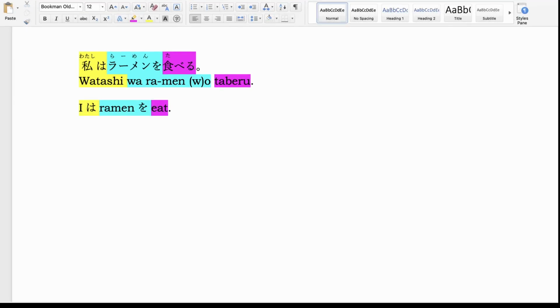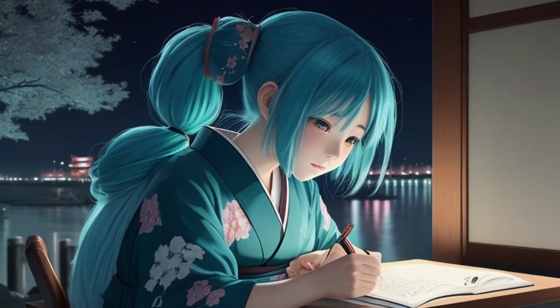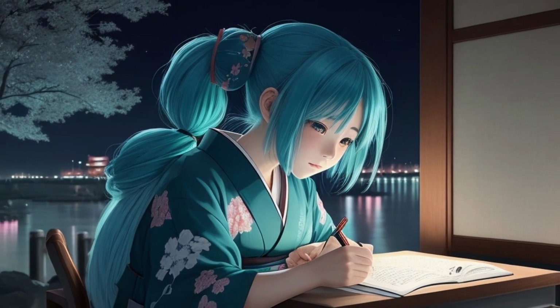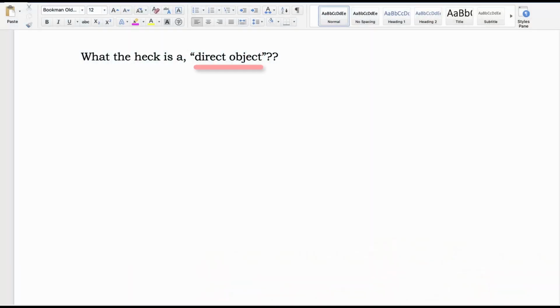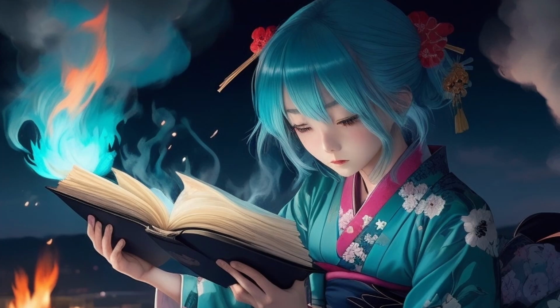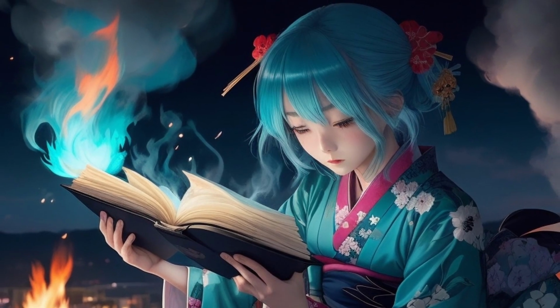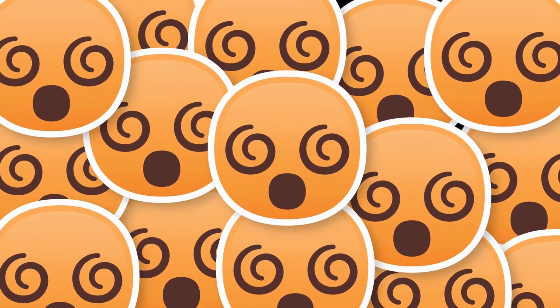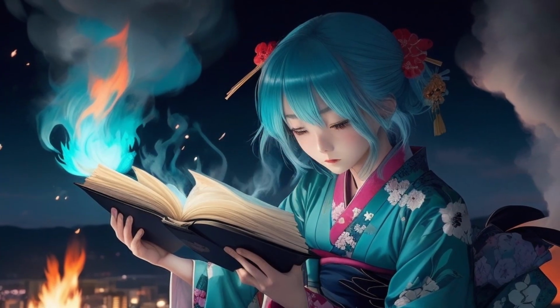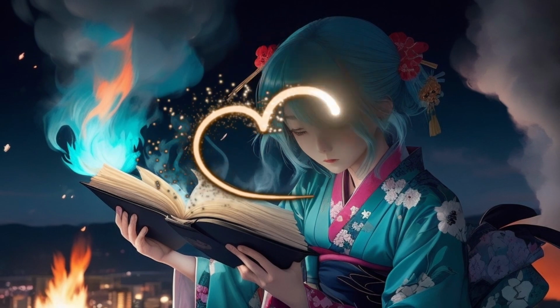I wa ramen o eat. Remember, the verb always has to come at the end in Japanese. Those of you who have not formally studied grammar might be wondering to yourselves, what the heck is a direct object? Now, those who know me in real life know that I really hate grammar books because I think their explanations are way too fancy and confusing for regular learners. In my videos, I'm going to break it down as simply as I can for you.